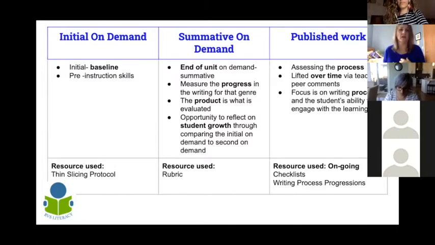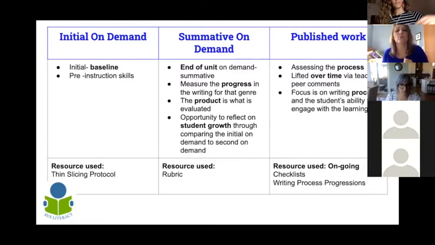They need to look at a checklist and be able to identify what my goals for this unit as a writer are going to be. And then I'm going to keep those goals top of mind as I work through the rest of the unit. But that's going to be self-driven. And we're going to talk a little bit about the importance of goal setting a little bit later in the presentation. So that's our initial on-demand.